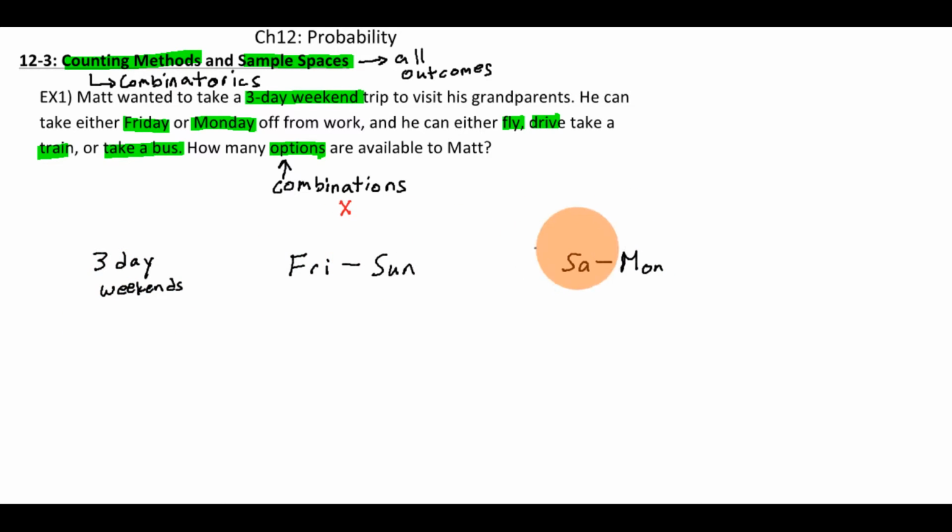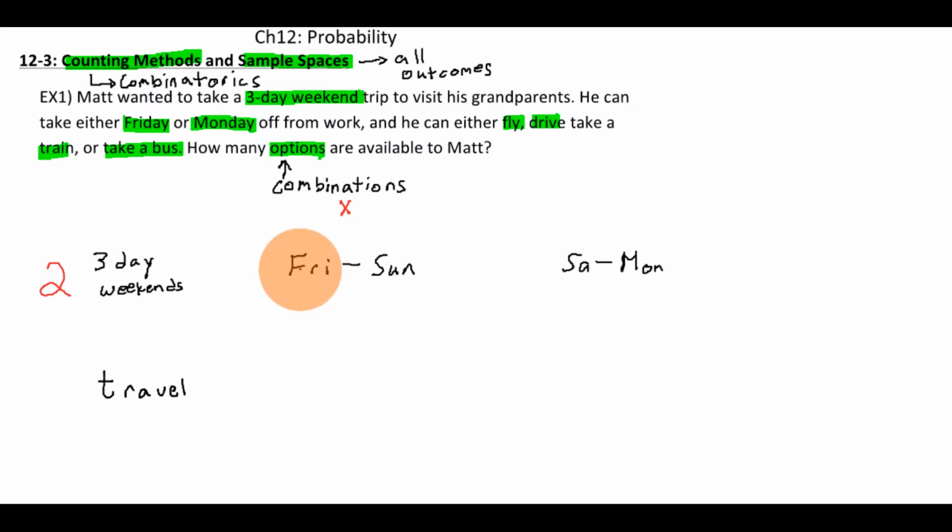It looks like there are 2 3-day weekends that Matt could have, so I'm going to write that number 2 here. I'm going to go back and change my pen color. Okay, so from here, let's look at the different methods of travel that Matt could choose from. Matt can choose to fly, drive, take a train, or take a bus.